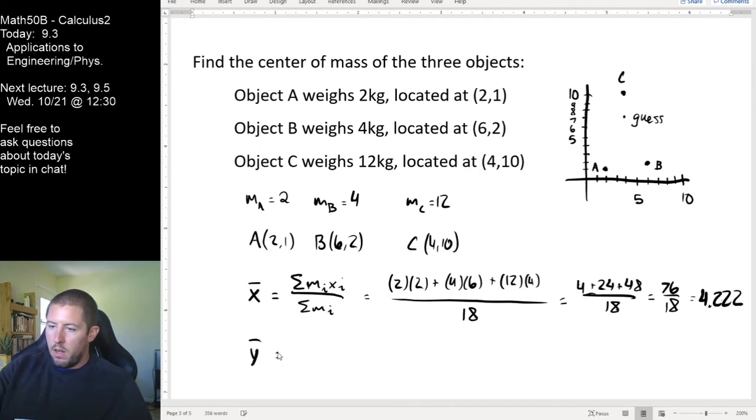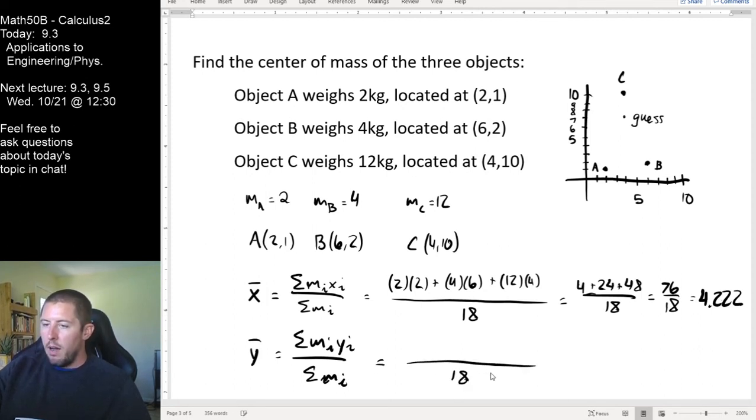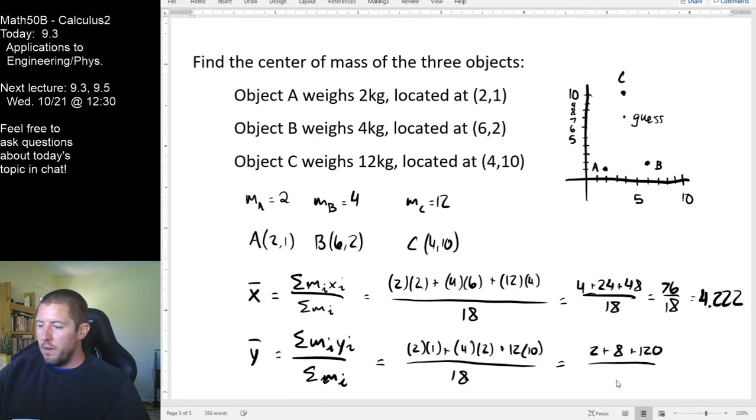Similarly, for the y bar, we can do the sum of the m sub i y sub i's over the sum of the m sub i's. I already know that denominator is going to be 18. That didn't change. The first mass is still 2, but the y coordinate is now 1. The second mass is 4. The y coordinate is 2. Notice these small influences from those 2 points. The third one is a huge influence from the third point up there. So I'm getting 2 plus 8 plus 120. So look at how much more influence that has on the y value than the others. There's going to be 130 over 18, and that's going to give me 7.22222.